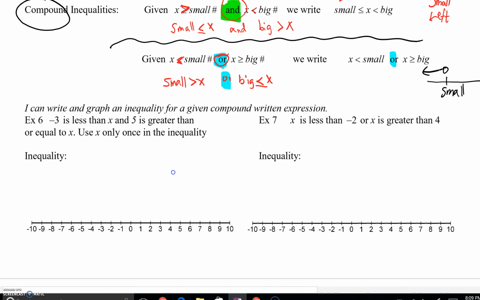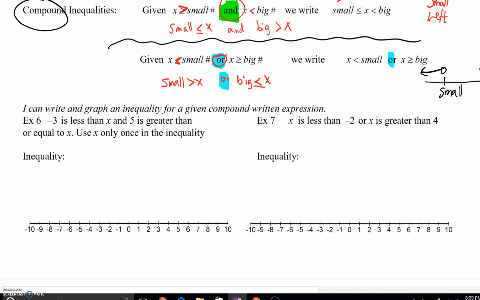So let's see if we can real quickly get this worked out. It says, I can write and graph an inequality for a compound written expression. -3 is less than X, and, here we go, it's that and. We have a joined inequality right now. We know that 5 is greater than or equal to X. You've got your small number over here, and your big number over here. The small number, of course, is -3. The big number you can see in the problem is a 5. You put X in the middle.